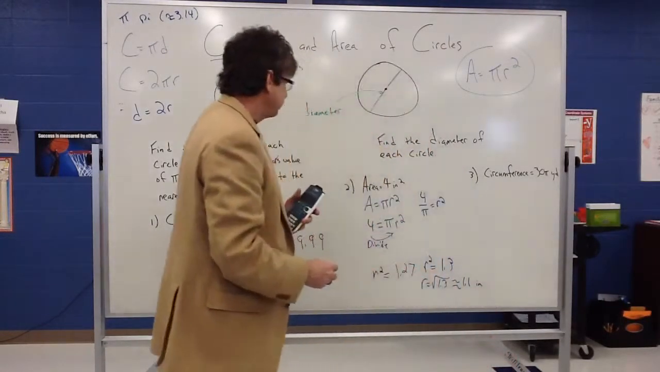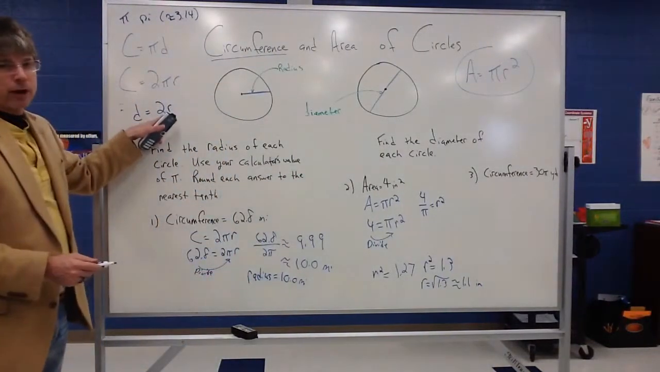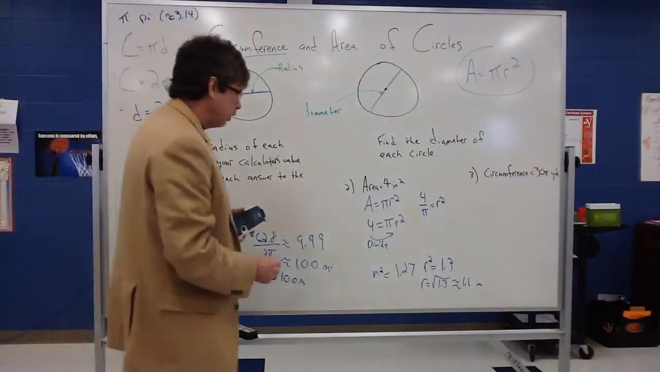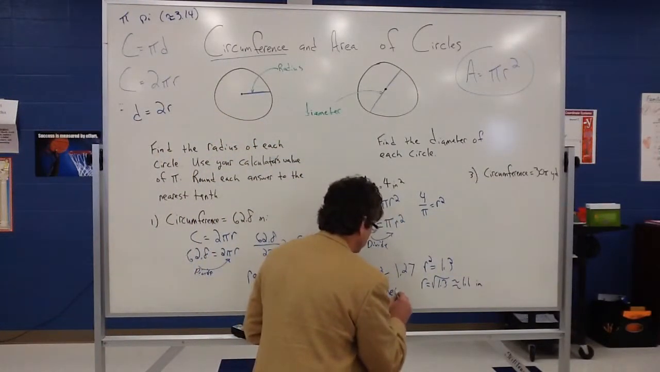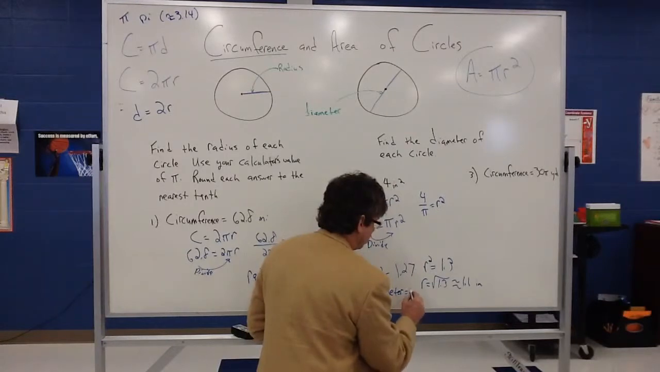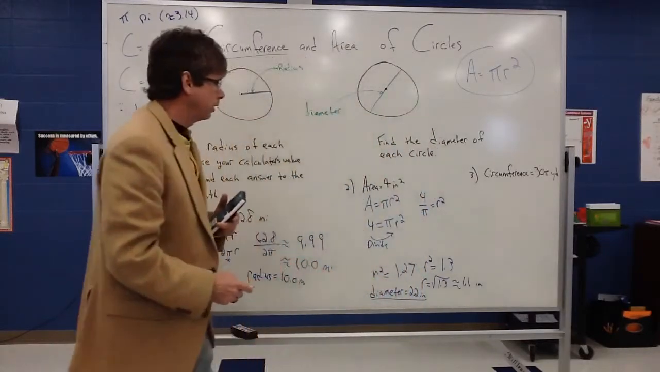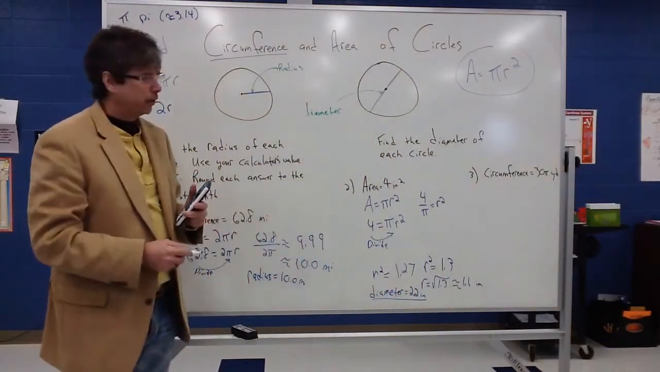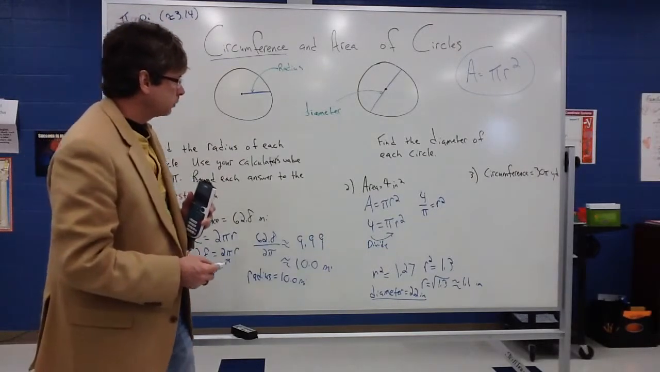But notice how the question said find the diameter. Well, we know that the diameter is 2 times the radius, so I have to double that. So my diameter ends up being 2.2 inches. Something requires a little creativity. We may have to do a little bit more with that in class. So we'll approach that one again at another time.